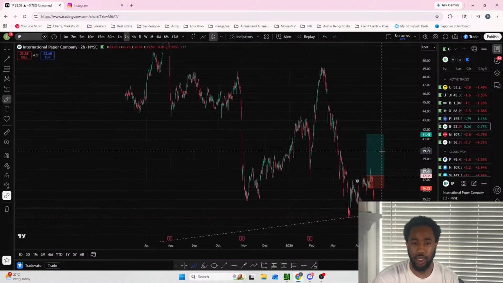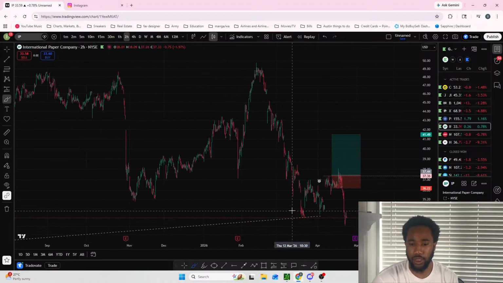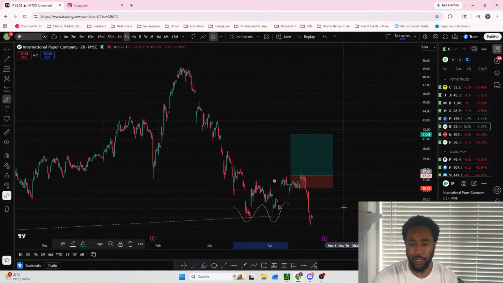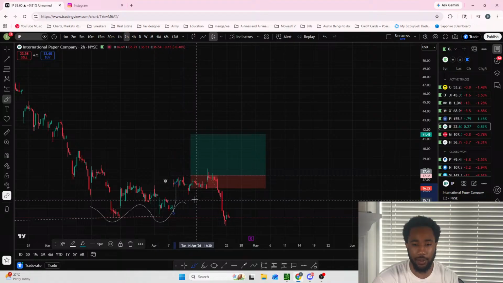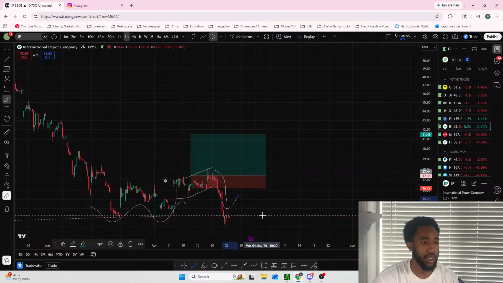It looks like we got a loss here. IP paper company. It looks like we were looking for a double bottom here. It looks like it was a push up. So similar story, right? Push up out of a double bottom off of support, but we got this reversal correction here, and price took us in and immediately out.